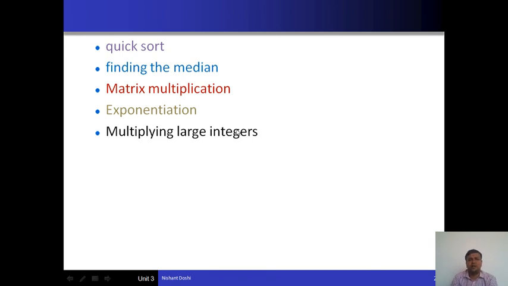The last one is multiplying large numbers. When we have large numbers that are not going to fit and we have to multiply them, do we directly do a simple multiplication, or can we divide the bigger number into smaller numbers, use a divide and conquer strategy and get our answer? That is multiplying large integers. All of these problems ultimately follow a divide and conquer strategy.